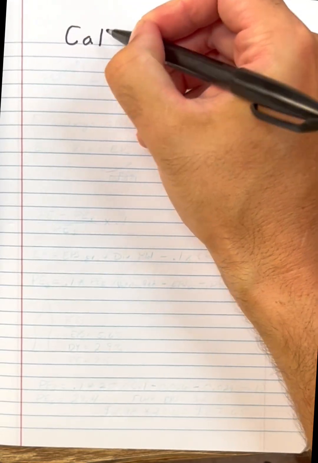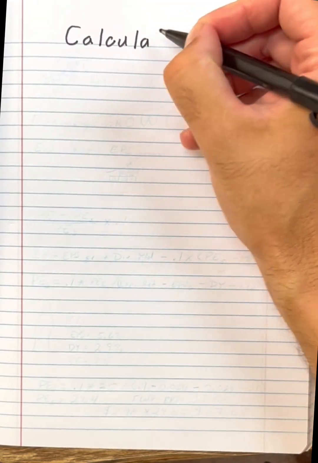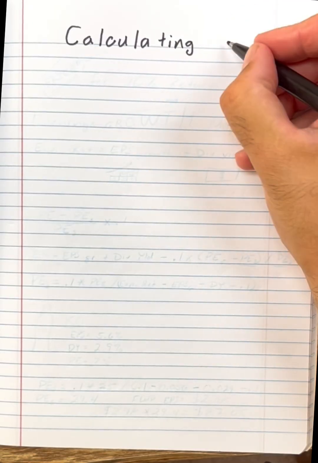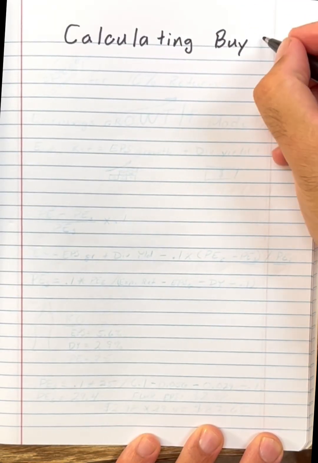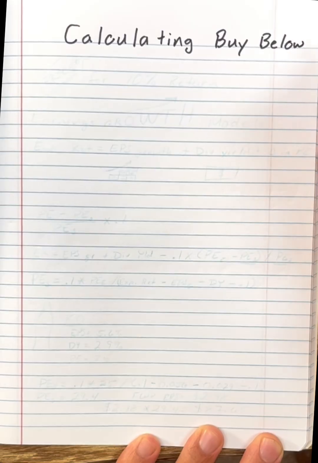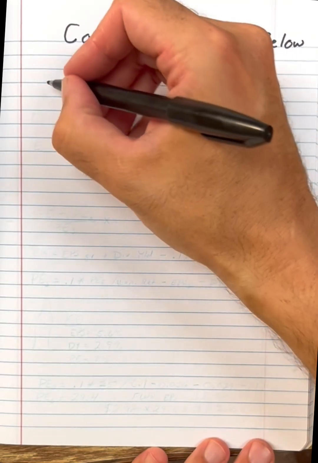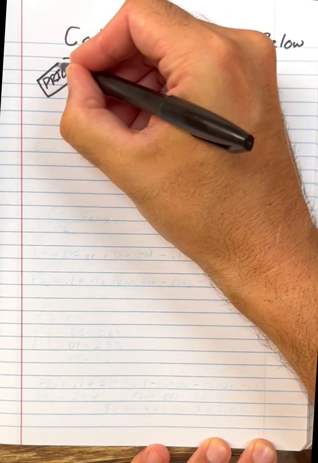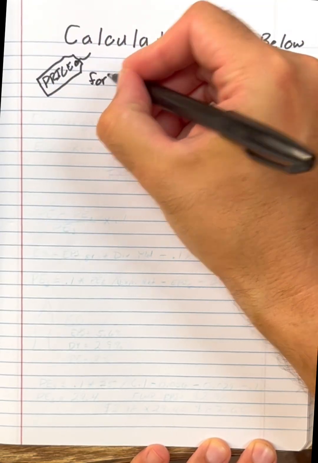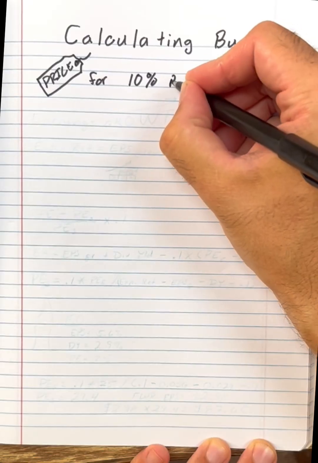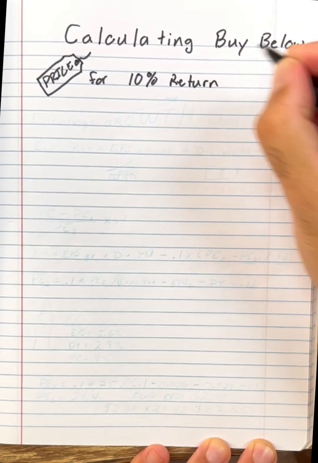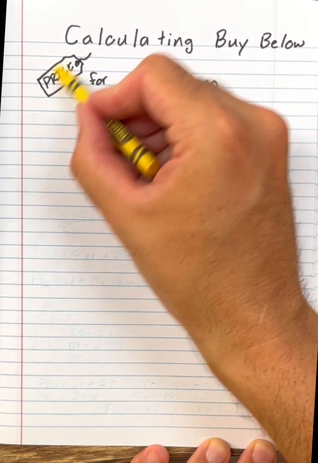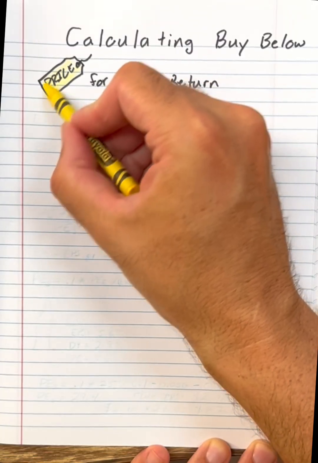All right, so today's video was inspired by one of our partners, and they asked how we calculate the buy below price for the companies in our portfolio. So today I'm going to walk you through that. And this buy below price is the price that you can pay today for a 10% return. And that's calculated out over about a 10-year time frame.